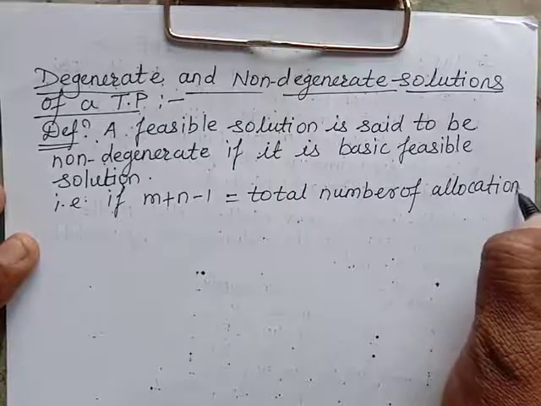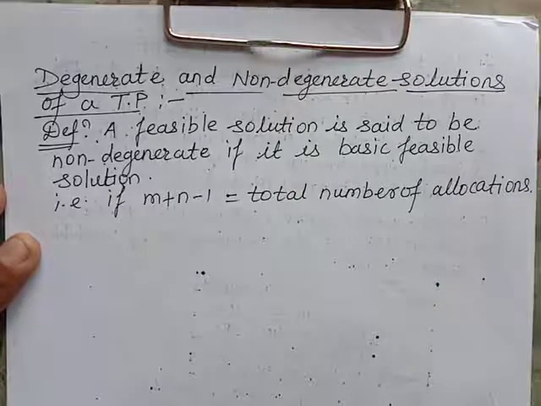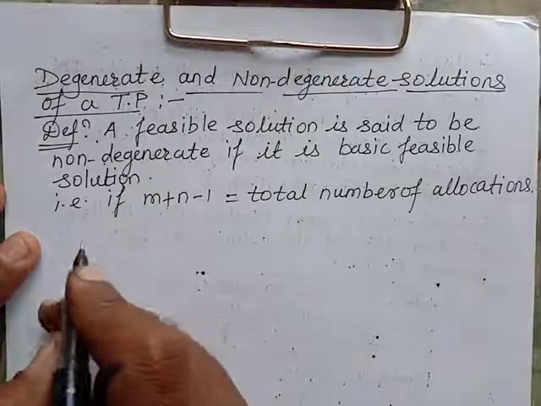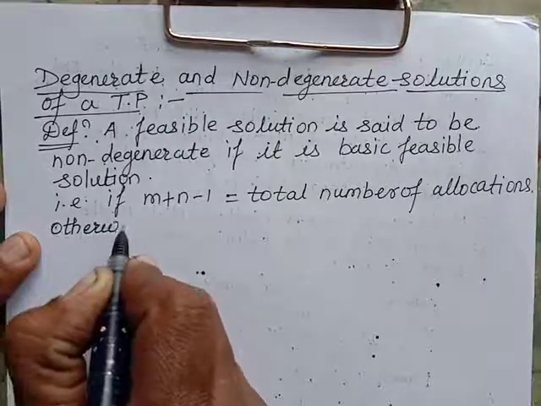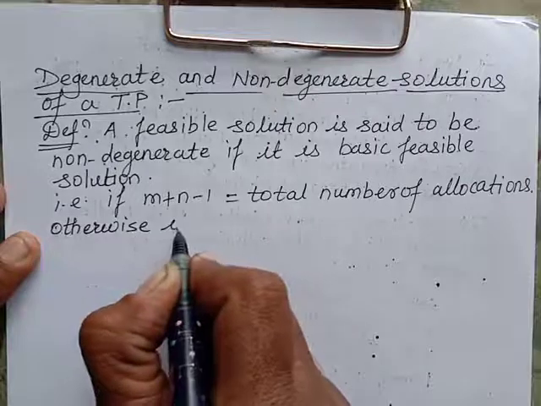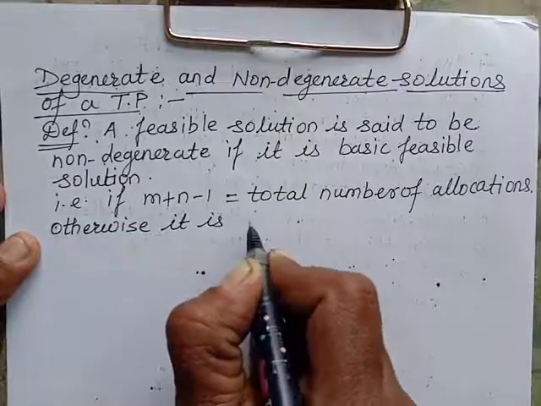So if a feasible solution is a basic feasible solution, then it is non-degenerate also. Now if it is not a basic feasible solution, then obviously it is a degenerate solution. So we can say otherwise it is degenerate.